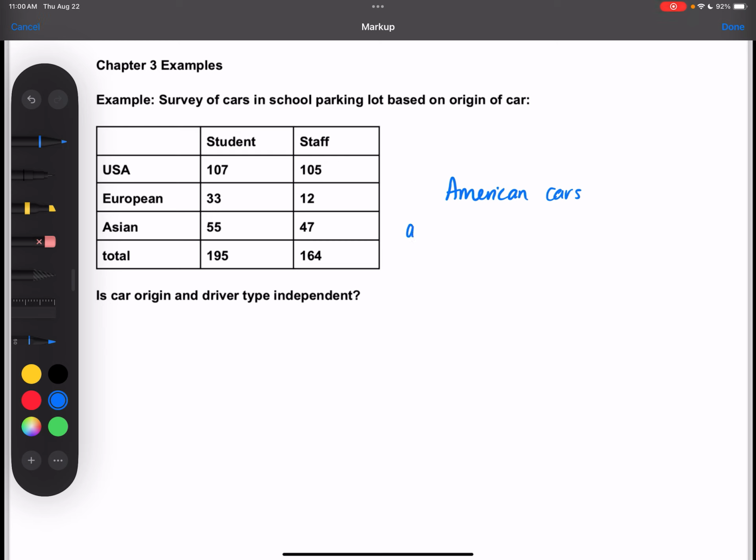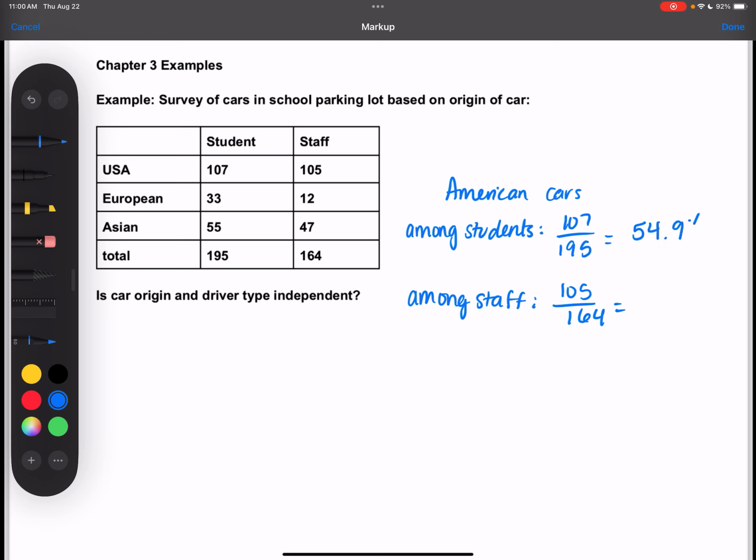So among students, it's going to be 107 out of the total number of students, so 195. And among staff, it'll be 105 out of 164. And those percentages end up being, the first one is 54.9%, and the second one for staff is 64%.